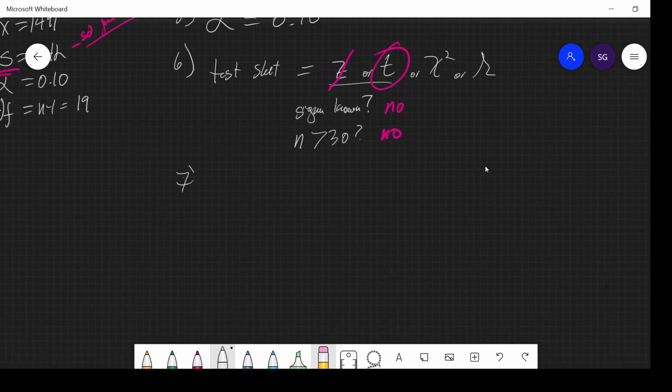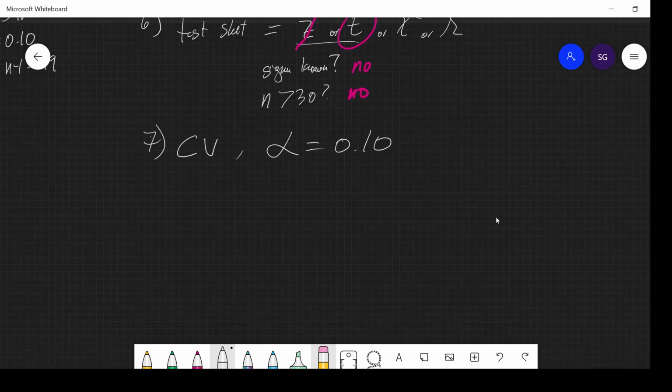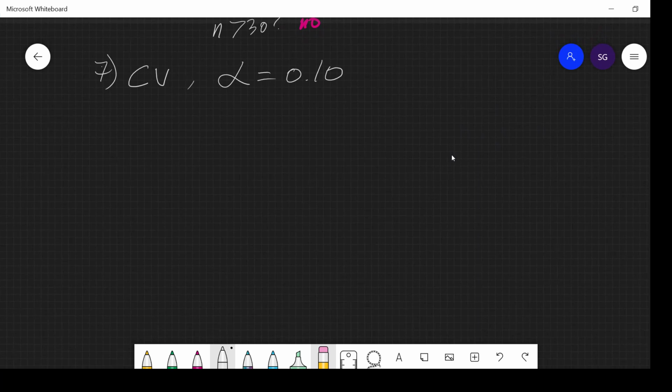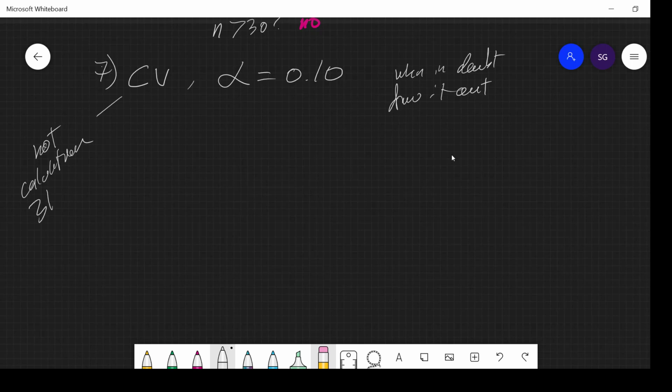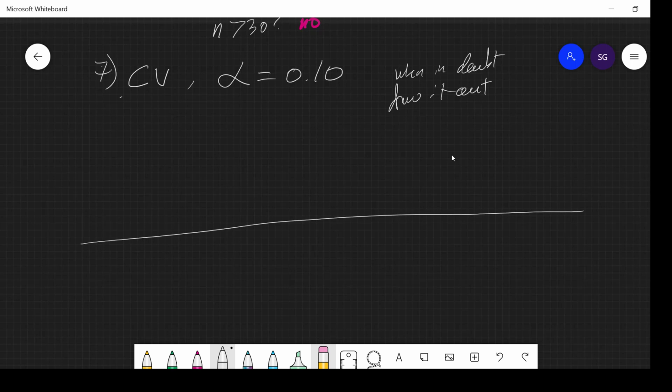Number 7, critical value. Critical value at alpha is equal to 0.10. This is a great time to draw out a normal distribution. When in doubt, draw it out. And I find that students begin to have doubts in the process when they hit the critical value. Remember that the critical value is not the calculation of the statistic. You're not going to calculate anything right now. In fact, it's easier if I just erase it. So let's draw it out. Do a normal distribution. Something like that. That is really terrible. Let me do another one.